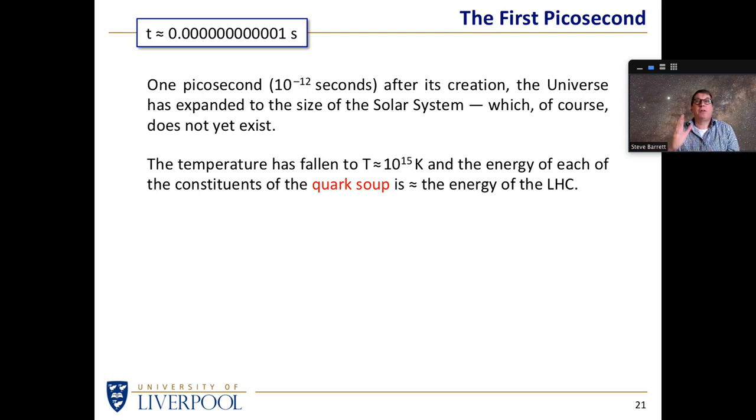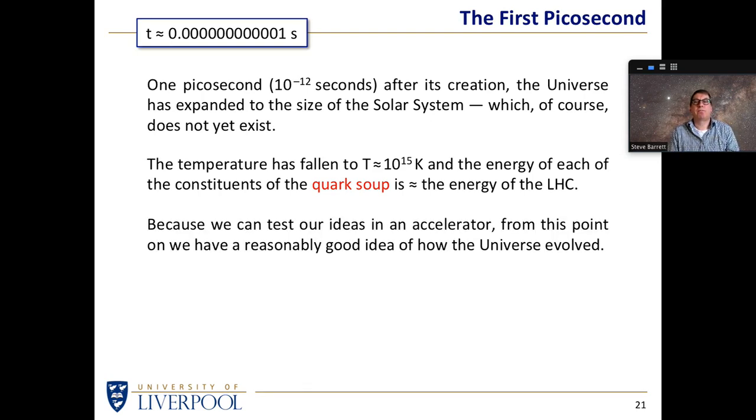Up to this point, the particles were so energetic we can't reproduce those conditions on Earth. But from this point onwards, we can. So everything up to this point is pure speculation. From this point onwards, we can start to test things by doing experiments on Earth. And because we can test our ideas, that's why we believe we've got a pretty good handle on how things have gone from this point onwards.